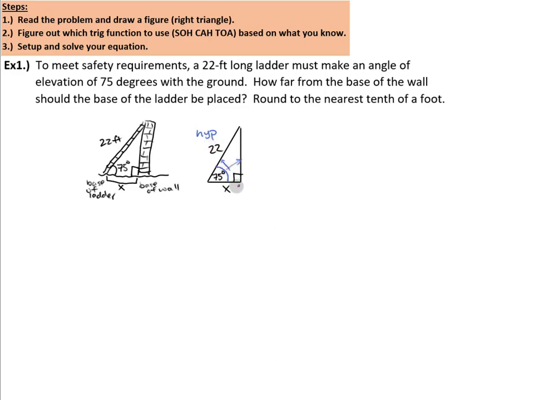Opposite my angle over here would be the opposite side. And x is the adjacent side, meaning the one next to our angle that's not the hypotenuse. So in this case, we can see the opposite's not very helpful. It's not the side we want to solve for, and it's not the side we know.